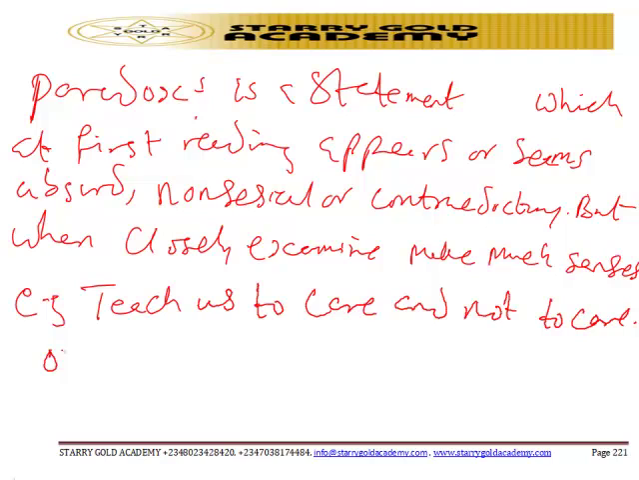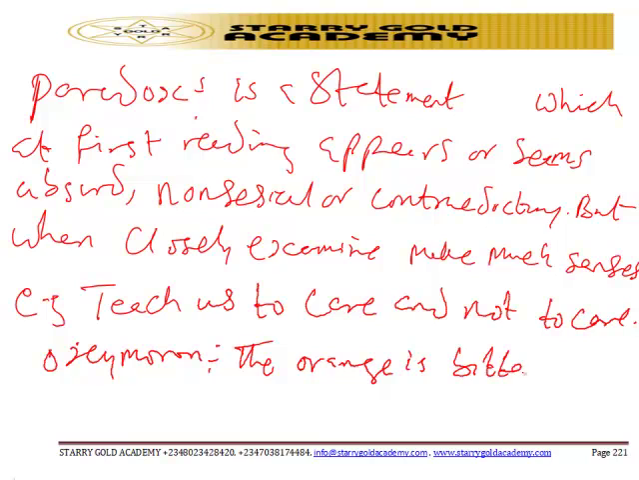When we're talking about oxymoron, it's placing words that contradict each other, words that go against each other, side by side. For example, we may say the orange is bitter sweet. Hope you understand. You can see bitter and sweet, they go against each other. So oxymoron is a figure of speech that works on the contradiction between words placed side by side. The orange is bitter sweet.